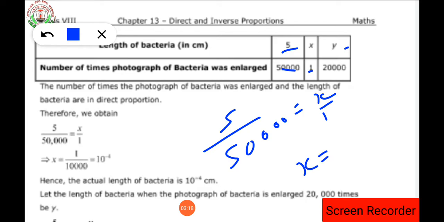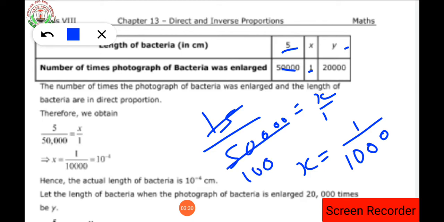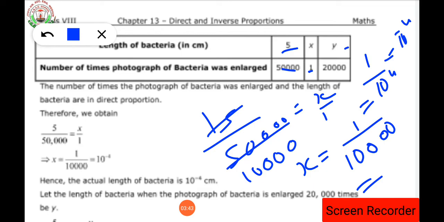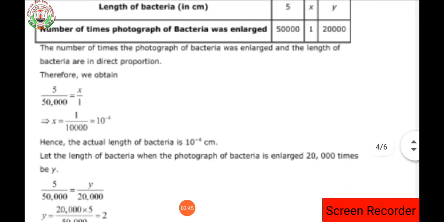When you solve, you will get the required answer, because y will be transposed, isn't it? So 5 once will get cancelled and 50,000 will become 10,000. So 10,000 can be written in the form of power, that is 1 upon 10 to the power 4. So 1 upon 10 to the power 4 can be written as 10 to the power minus 4. Clear everyone? If the length of the bacteria is considered as y times the actual length, then the enlarged size of the bacteria is 20,000 times.